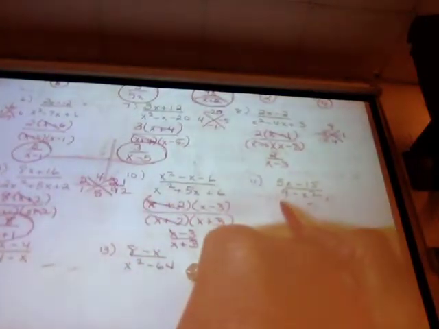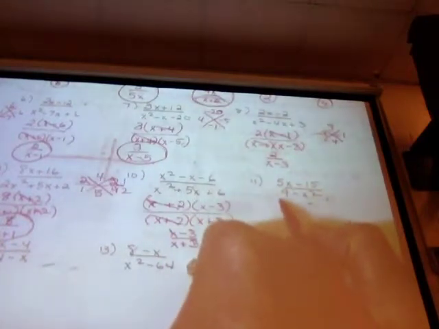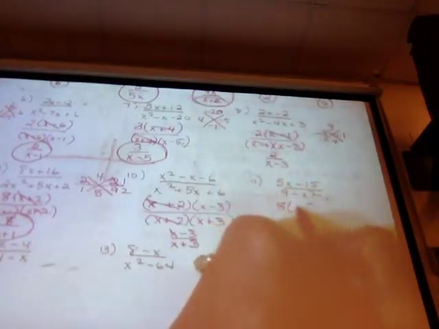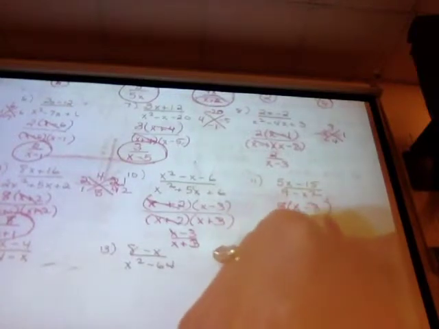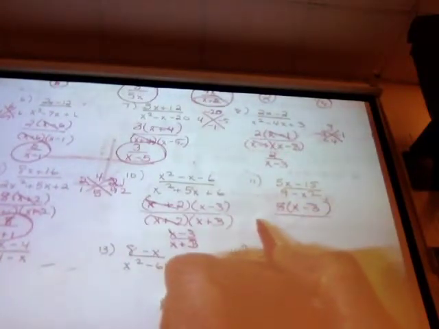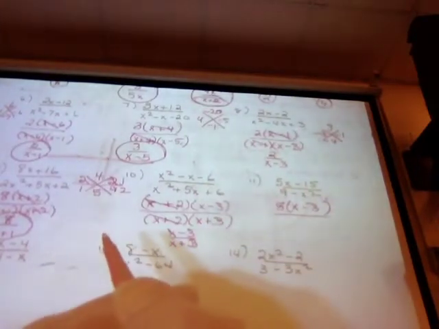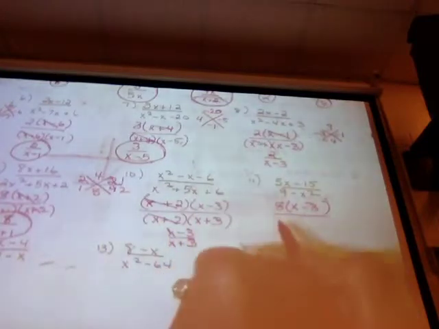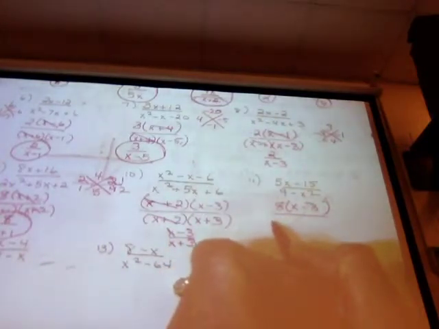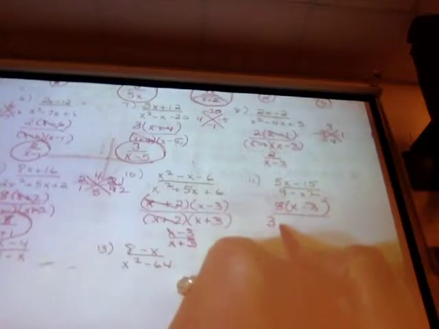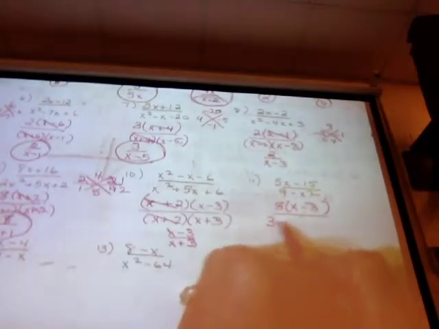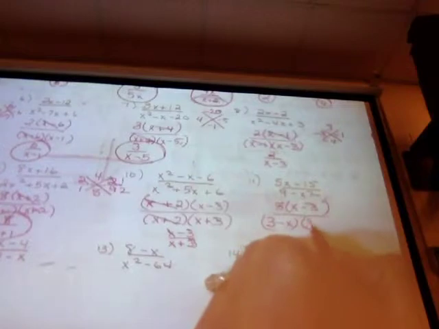Okay, Annika, on this one, what would you have? First I would, on the top... Watch, you're going to learn something, everybody, that thinks they know everything already. Take out a 5. Good. So 5 times x minus 3. And then how am I going to factor the bottom? Difference of squares. Very good, and what would that be? That would be 3 minus x, 3 plus x. Right, because it is not commutative.